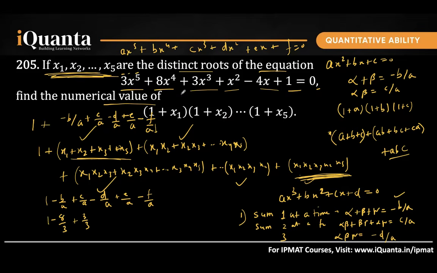Then minus d by a. So a, b, c, d. Minus d by a, minus 1 by 3. Then e by a. E is minus 4. So minus 4, plus e by a, so minus 4 by 3. And then finally minus f upon a. That means this constant term, minus 1 upon 3. You can simply find out the sum and you'll be getting your answer.